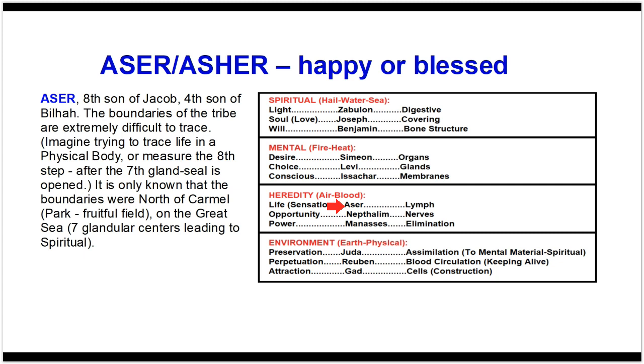Asher, 8th son of Jacob, 4th son of Bilhah. The boundaries of the tribe are extremely difficult to trace. Imagine trying to trace life in a physical body, or measure the 8th step, after the 7th gland seal is opened. It is only known that the boundaries were north of Carmel, park, fruitful field, on the Great Sea, 7 glandular centers leading to spiritual.